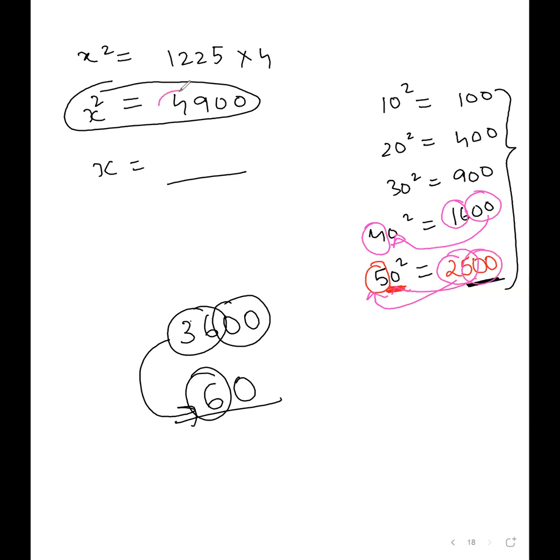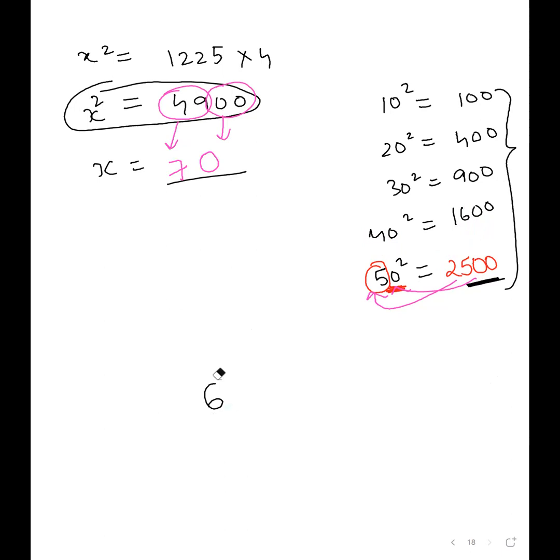So can you tell me, 49 and 00, if we divide 4900 into two parts, what will this number become? 49 का square root क्या होता है? 7. Okay, wait. 49 से we will get 7, 00 से हमें एक 0 मिलेगा. Look at this pattern now. Can you see this pattern? Understood. Okay, good. So x is how much? 70.